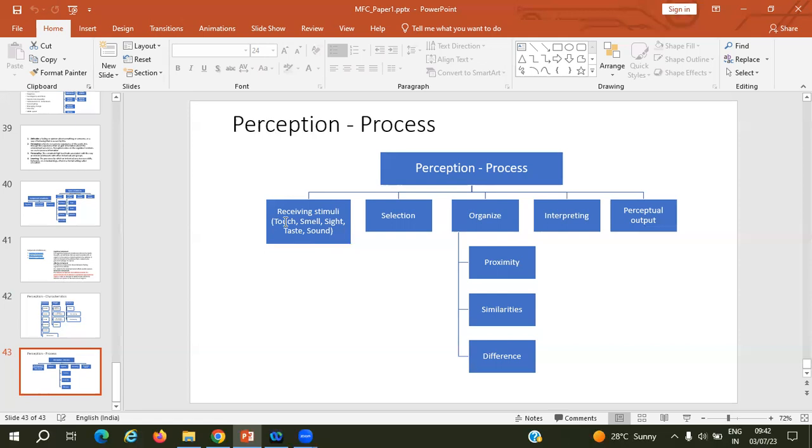From your selection, you have seen a lot of things, that is receiving input, receiving stimuli. Then you are selecting something. Then you are organizing something. As I told you, all these things are happening automatically.